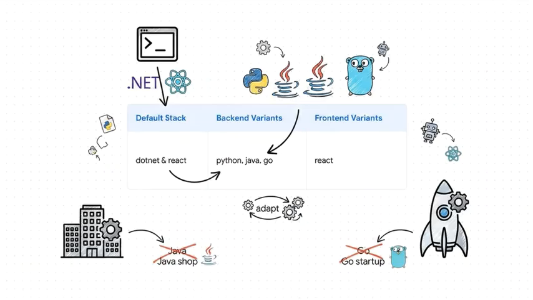Now, if you just run the basic command without any flags, the default stack pairing is .NET for the backend and React for the front end. But you've got some fantastic variants available. You can easily swap that backend over to Python, Java, or Go. So to put that into perspective, whether you're working at a massive enterprise Java shop or a super modern Go startup, Skill seamlessly adapts its AI agents to speak your repository's native language.